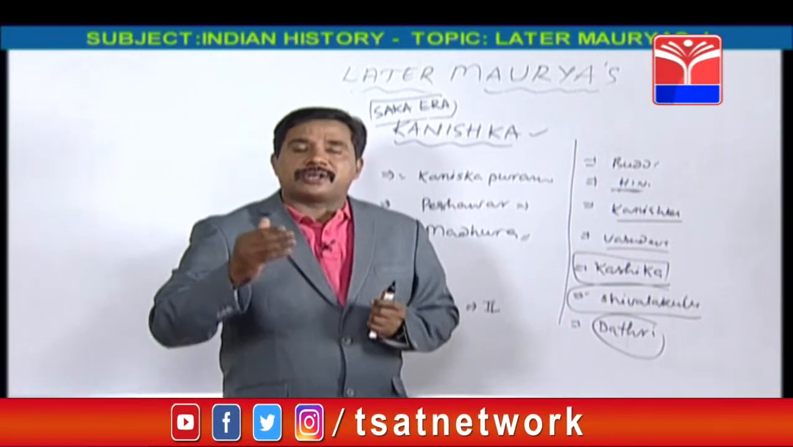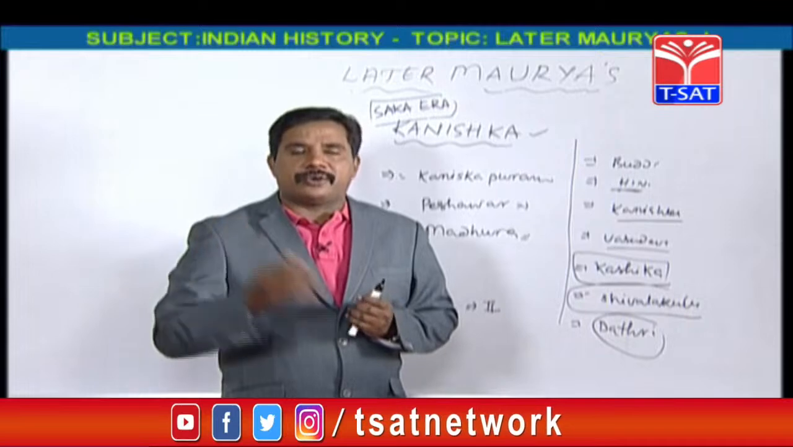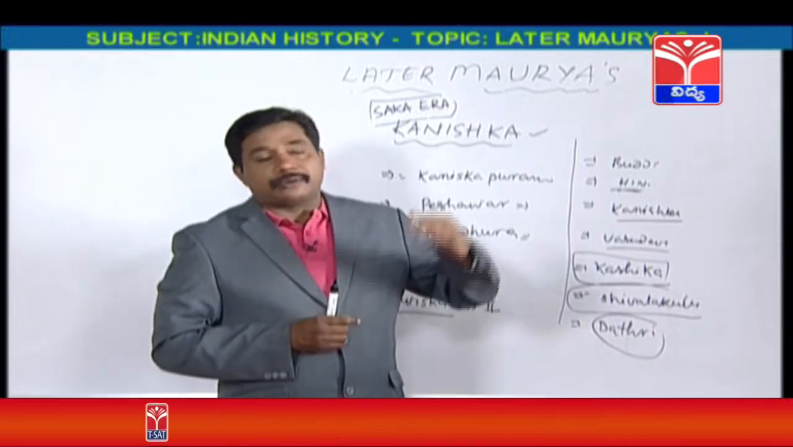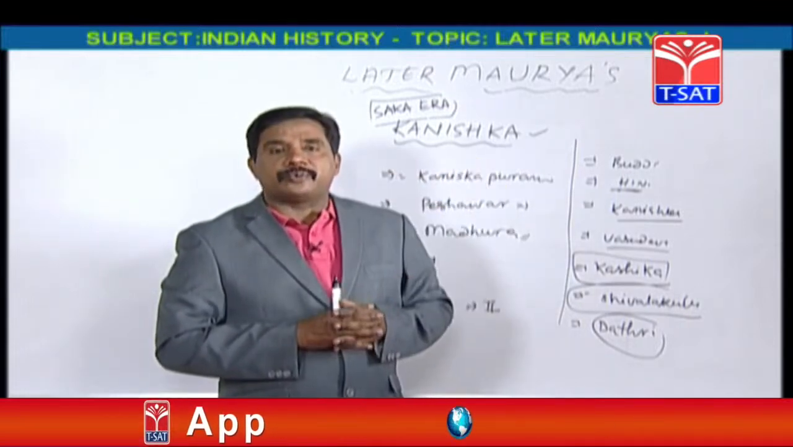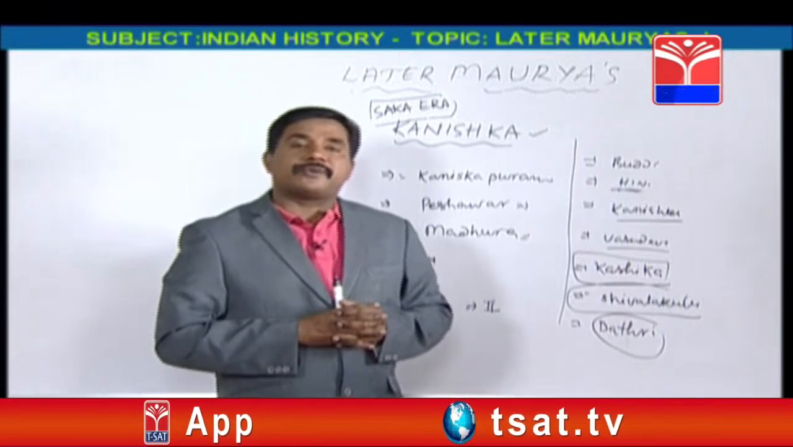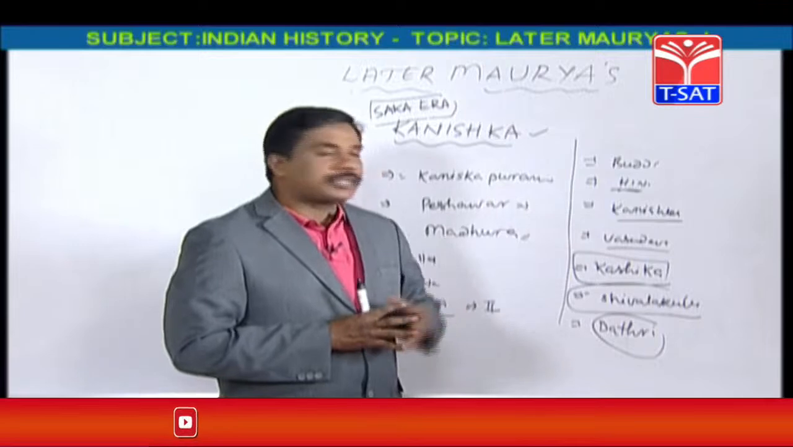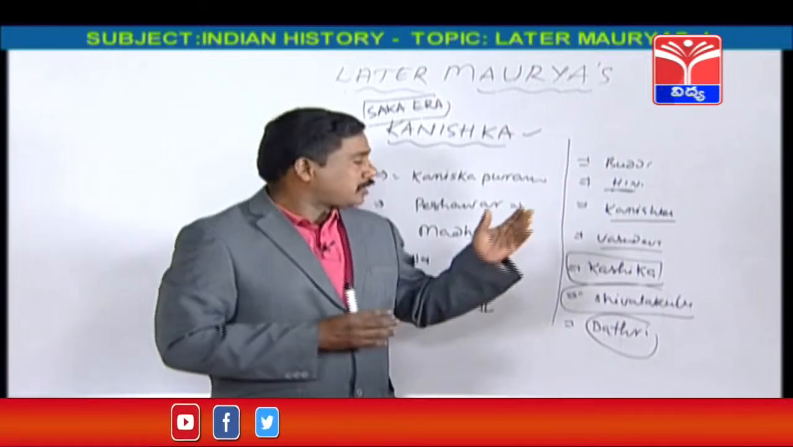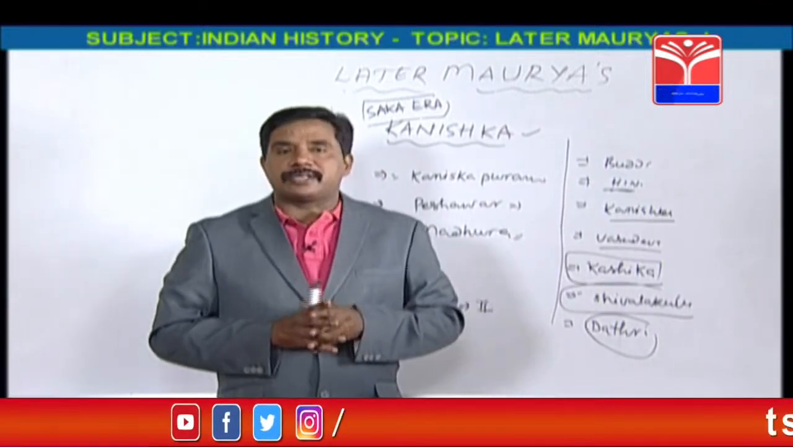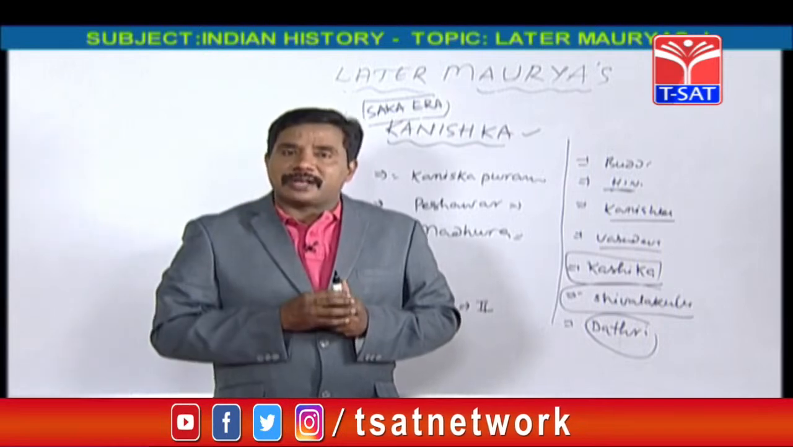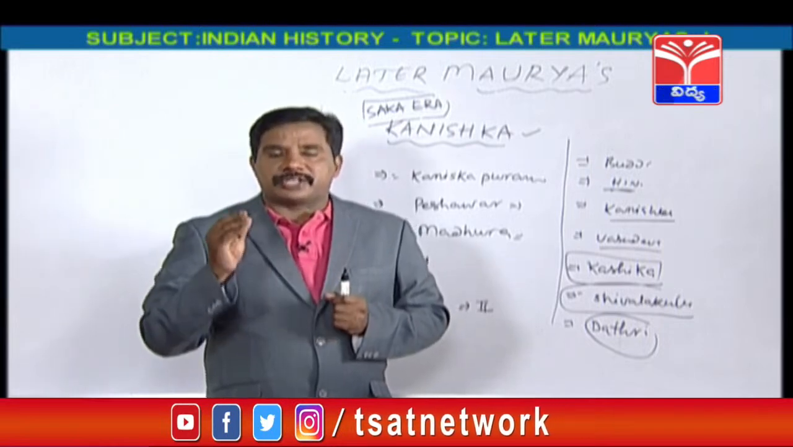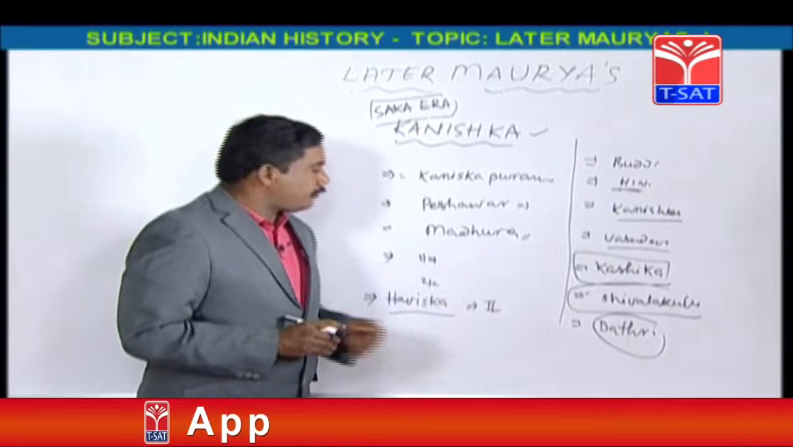And also religion, what kind of religion they followed. As I told you, Kujula Kadphises followed Buddhism, Vima Kadphises followed Shaivism, that means Hinduism, Kanishka followed Mahayana Buddhism, and Vasudeva followed Hinduism. That's why this is called a secular state. So they followed different religions.